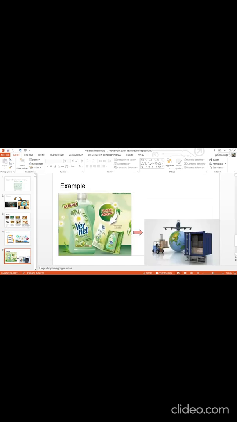In this example, the companies that export and give samples as gifts are not allowed to sell them, but they are made to make their products known and attract buyers. In this case, an example is the Vernell brand.